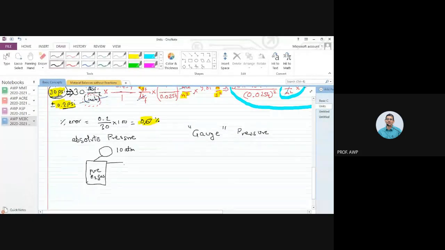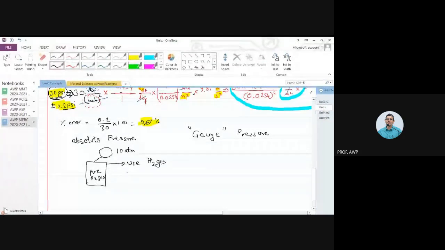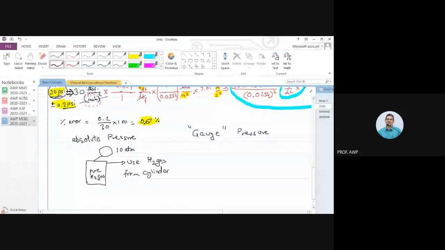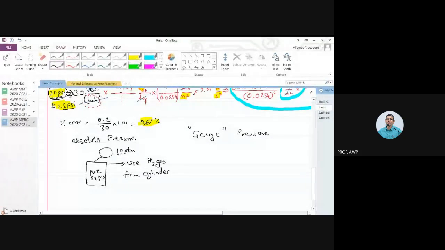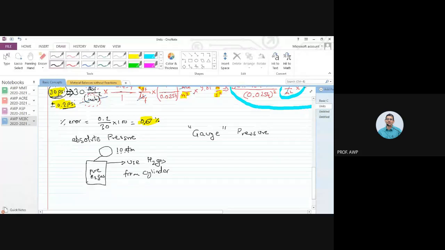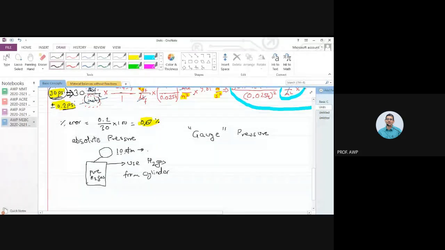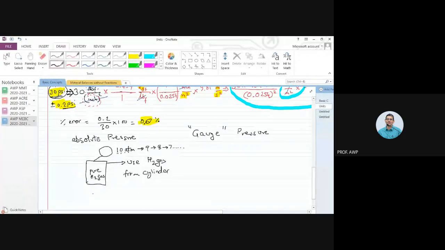Now, if I have to use the hydrogen gas from this cylinder, what will happen to this pressure? This pressure will keep on falling as I keep on using the hydrogen gas. So after some time, pressure will be 9 atmospheres. After some time, pressure will be 8 atmospheres. After some time, pressure will be 7 atmospheres, and so on. Do you agree? Yes, sir.